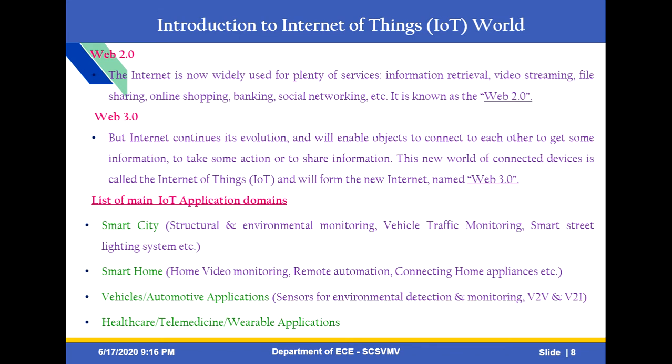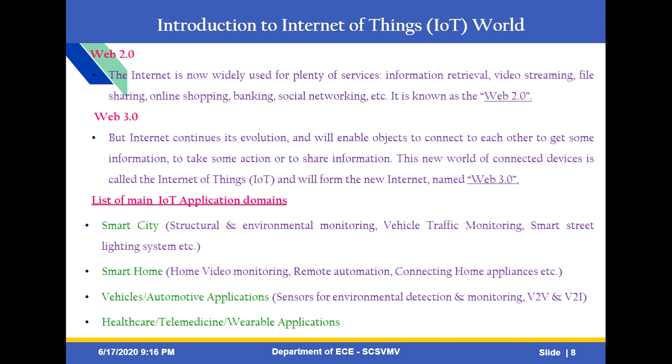Okay, now what is Web 3.0? The Internet continues its evolution and will enable objects to connect to each other, to get some more information, to take some action or to share information. This new world of connected devices is called the Internet of Things and will form the new Internet named Web 3.0. Here is a list of some IoT application domains.